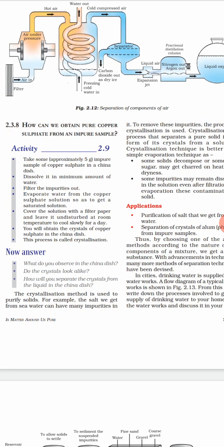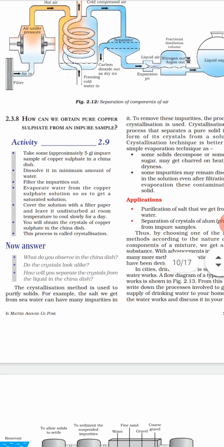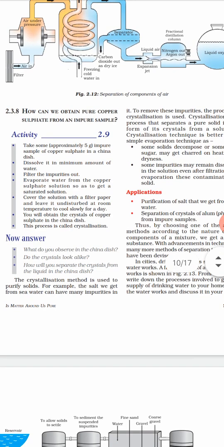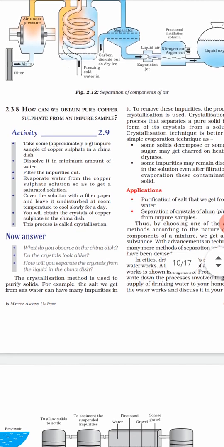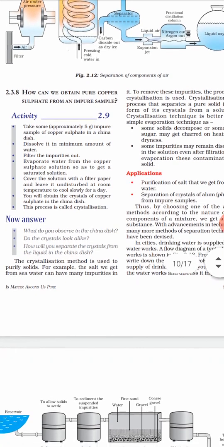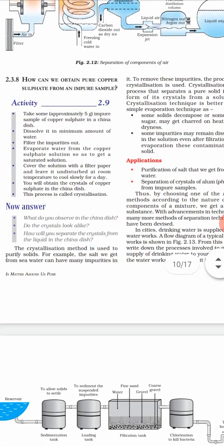Now after removal of the impurity, what do we have? Now we have copper sulfate solution, but we don't need the solution, we need pure copper sulfate only. So somehow we have to remove the water part. Now see here, point number 4 says: evaporate water from the copper sulfate solution so as to get a saturated solution.